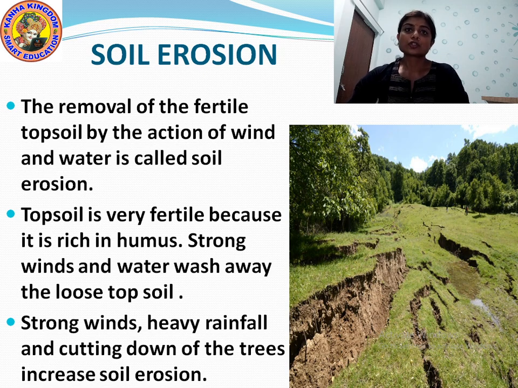Then strong winds and water wash away the loose topsoil. When the topsoil is loose and there is heavy rainfall and strong wind blowing, these factors take away the soil along with them, making the soil infertile where plants cannot grow properly. Understood? This strong wind, heavy rainfall and cutting down of trees increase soil erosion.